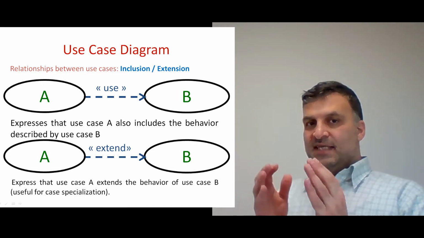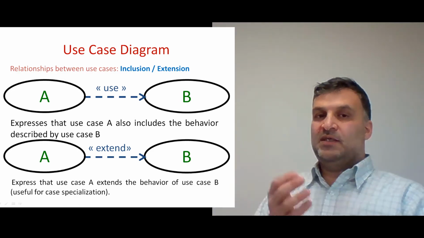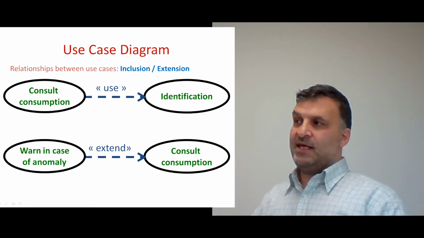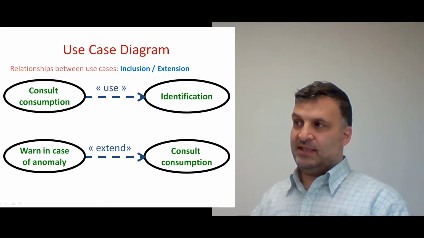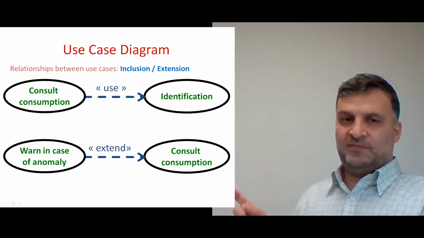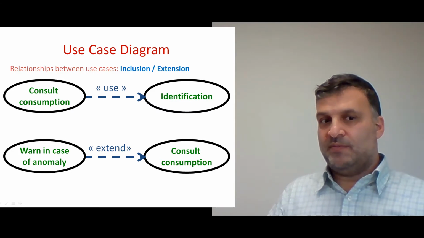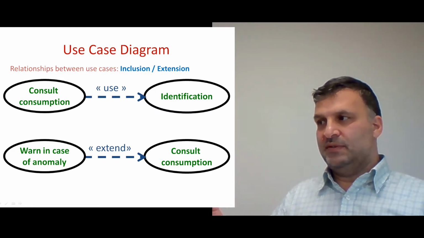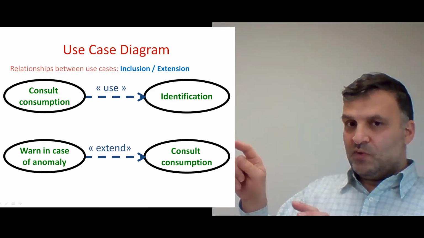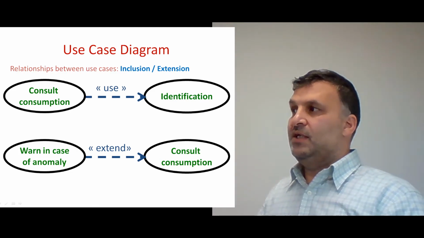What happens if a sensor tries to send the data, but at the same time the central unit is occupied with another sensor? These are examples from the connected home that show the relationship between the use cases using use and extend. The consult consumption use case uses identification. Also, when I consult the consumption, if there is something abnormal, I will be warned. It is an extension. If you look at the direction of the arrow, we should pay attention that to represent this relationship, we should use a dashed arrow.